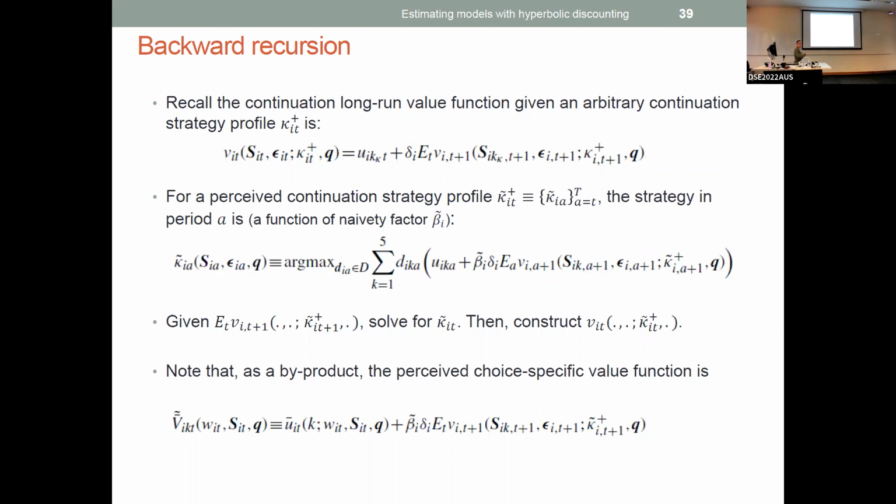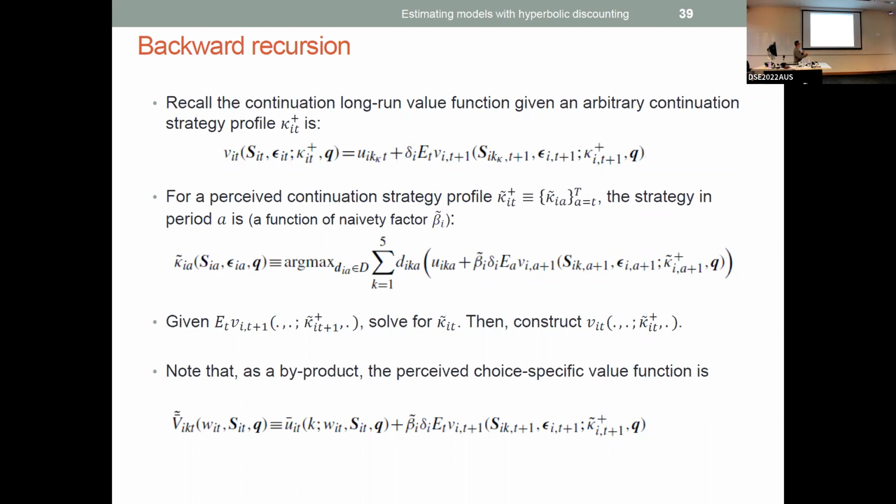I won't talk about the implementation, just to briefly touch on that. And for a perceived continuation strategy profile, kappa tilde plus, which is just a set consisting of the strategies in each period from the current period to the last terminal period, the strategy in period A is a function of the naivety factor beta tilde. So I talked about partial naivety.